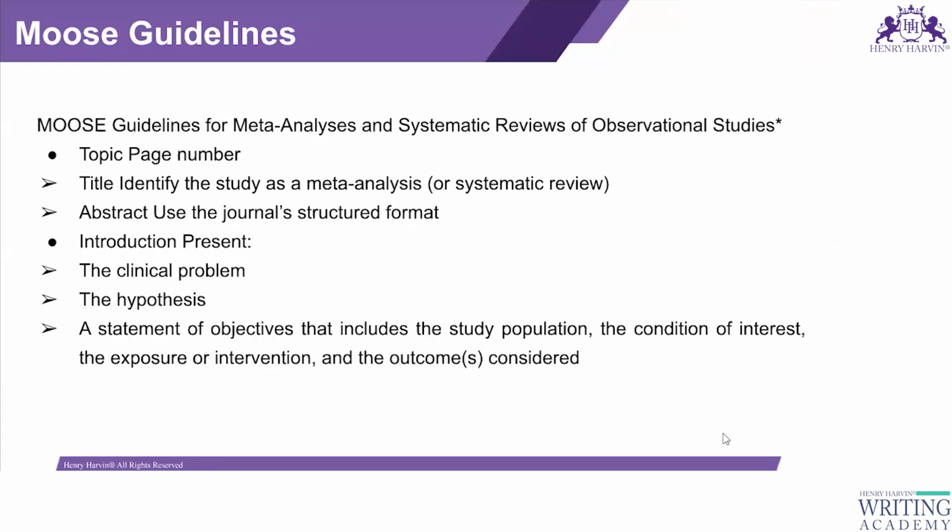Then the statement of objective, which includes the study population, the condition of interest, the exposure or intervention, and the outcome considered. So you have to write what the objective is: the information about the study population on which the study is done, the condition of interest, the exposure or intervention, and how the outcome was studied or considered.